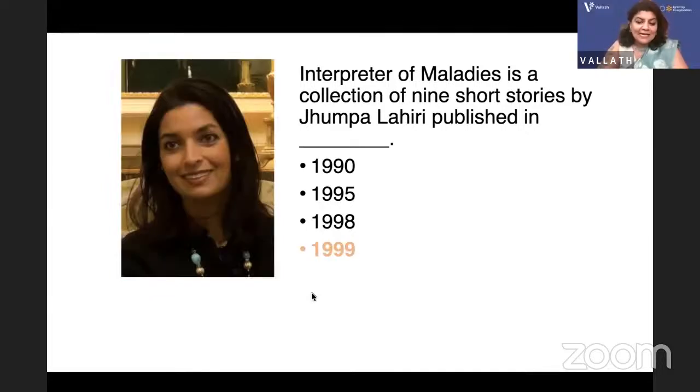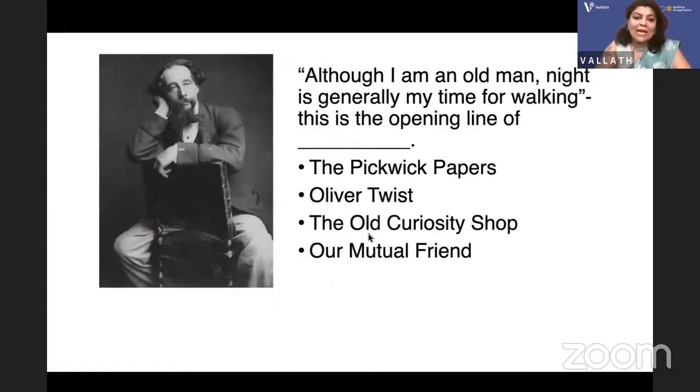Correct. Jhumpa Lahiri wrote Interpreter of Maladies. She also wrote Namesake, The Lowland, Unaccustomed Earth. In which language is Jhumpa Lahiri writing these days? Italian. She's married to an Italian and she's writing in Italian. Wow.